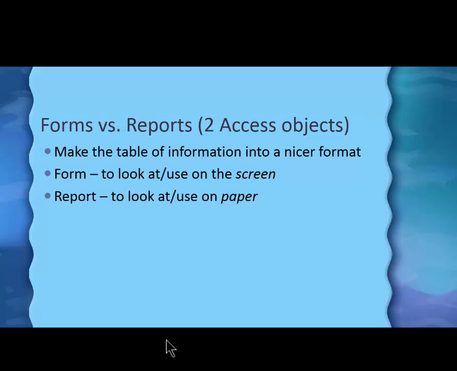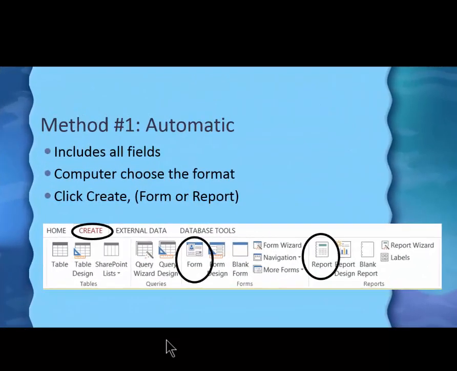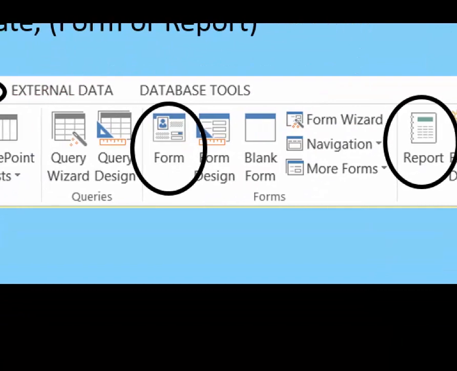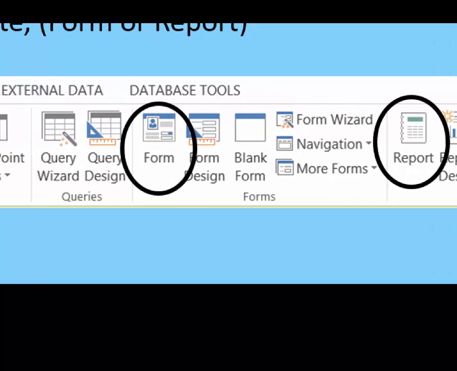A form is to look at or use on the screen, and a report is to look at or use on paper. That's the only difference. They probably look different when they're done, but that's the only difference. Forms and reports. Form on the screen, report on paper. Let's go look at some examples of how we'll get to it. We'll click on the Create tab, and then I circled the 2 buttons that you would use to create an automatic form or an automatic report.